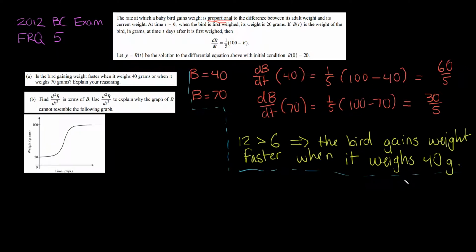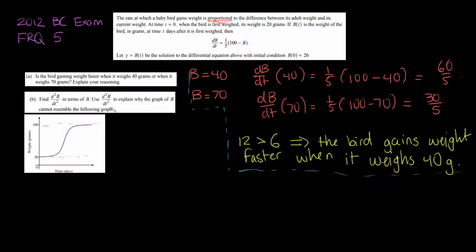Okay, so I copied in part B, and part B asks to find the second derivative of b with respect to time in terms of b. Use that second derivative to explain why the graph of b cannot resemble the following graph. So what they're trying to say here is when people see this 1/5 times 100 minus b, that might key them into thinking, okay, maybe this is logistic. And right here we do have a logistic function. It starts at 20 and has that horizontal asymptote, and then it ends at 100. And the question is asking us to prove why this cannot be a logistic function.